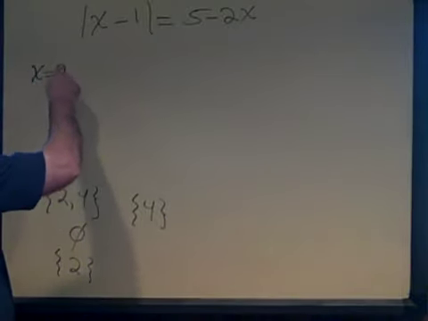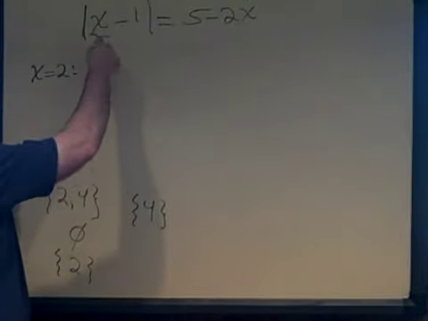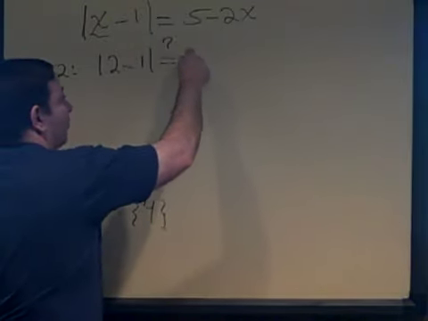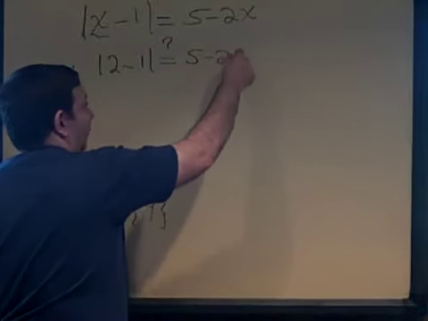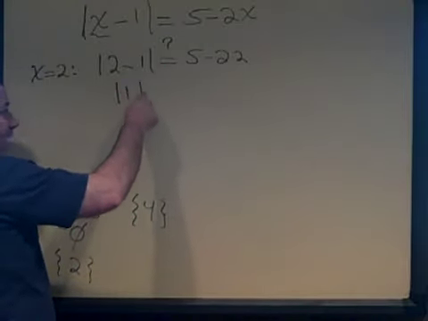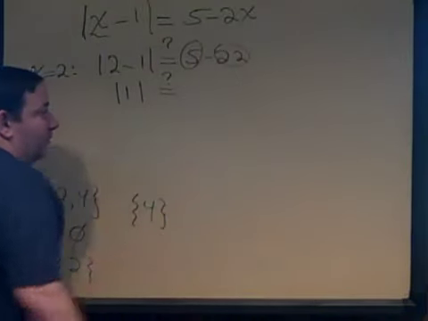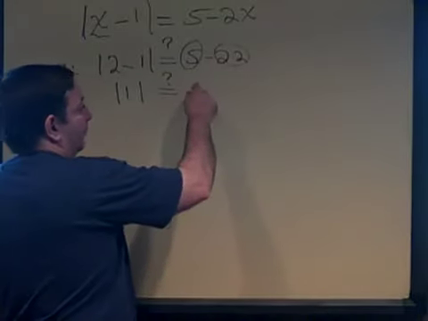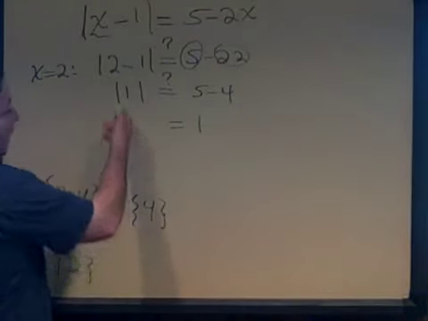X is equal to 2. So I see a bar, and then I see x, which is 2, and then a minus and a 1. The question is, does this equal 5 minus 2 times x? X, of course, is 2. Well, 2 minus 1 is 1. So is the absolute value of 1 equal to this number minus that number? This number is 5. That number is 4. 5 minus 4 is 1. The absolute value of 1.